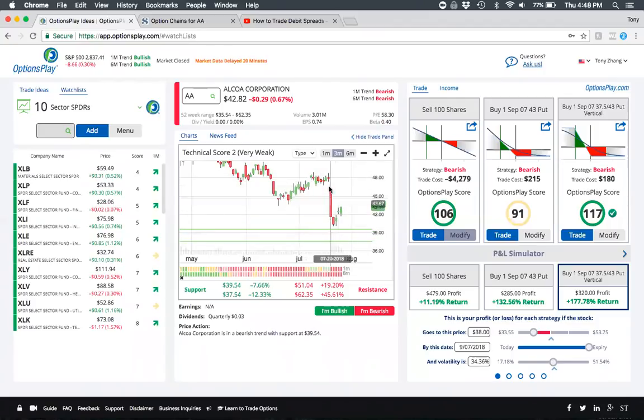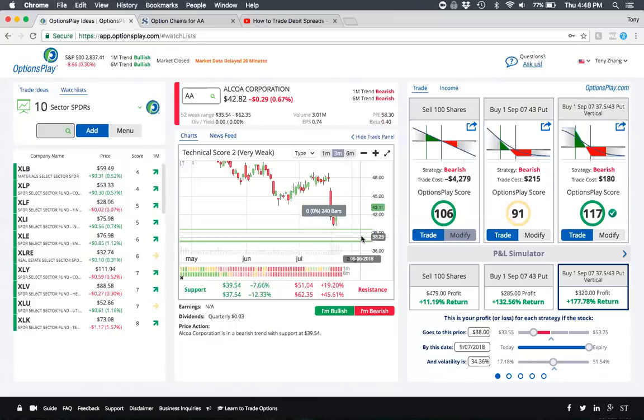As you can see, Alcoa drops quite a bit. So I don't think it's crazy to say that I think it's going to hit 38 or 38.5 in the next couple of months. So this is looking out to September 7th. We talk about going out about 5 to 8 weeks, and this is about 7 weeks out. Let's take a look at how the strategy will actually perform.